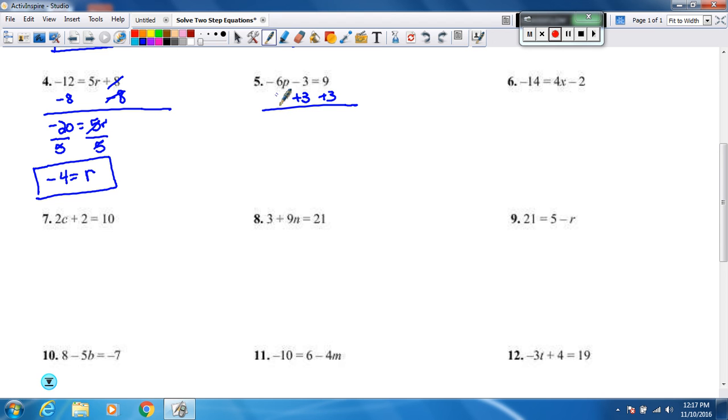Bring down the negative 6p. Addition and subtraction cancel. 9 plus 3 is 12. This is negative 6 times p. The opposite of times is divide, so I divide both sides by negative 6. P equals 12 divided by negative 6 is negative 2.